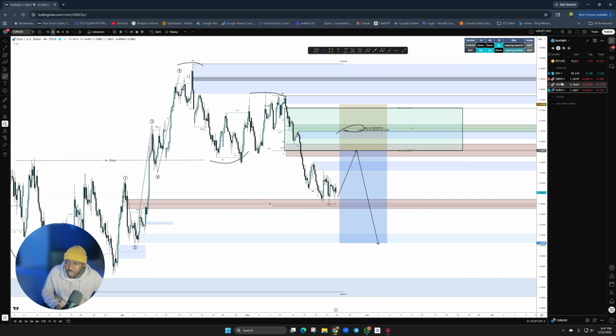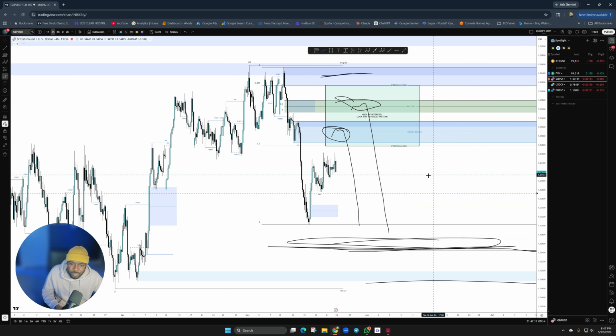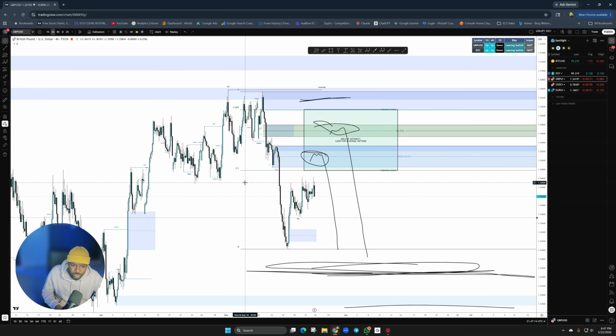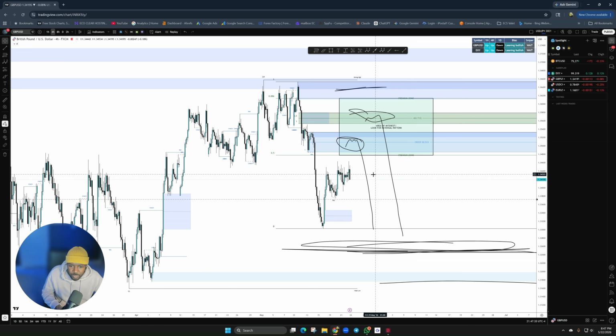Okay, so we went over EU, we went over USDCHF, we went over the DXY. Now let's go over GBPUSD. This is going to be the last trade that I am looking to trade this week as far as Forex. And I'm going to share with you guys an update on Bitcoin as well.